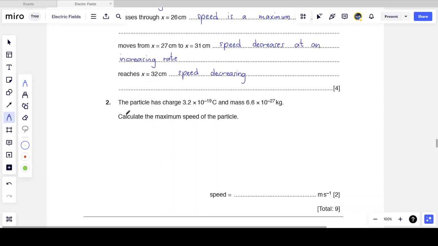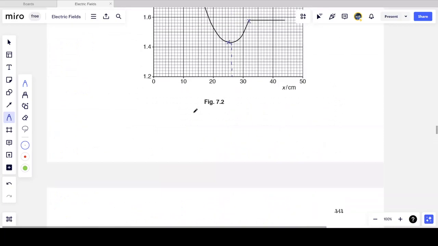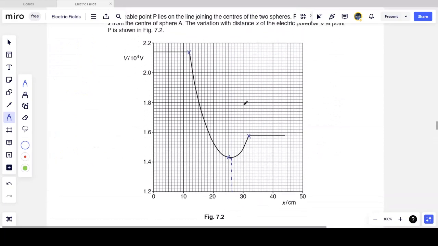Well, what I remember is that the potential energy gained by the particle will be converted to kinetic energy as it moves. So QV is a half mv squared, where the V on the left-hand side is a big V for potential, and the v on the right-hand side is the speed of the particle. So how do I know which would be the maximum speed of the particle? Well, it will be the biggest difference in potential that will allow for the biggest speed.